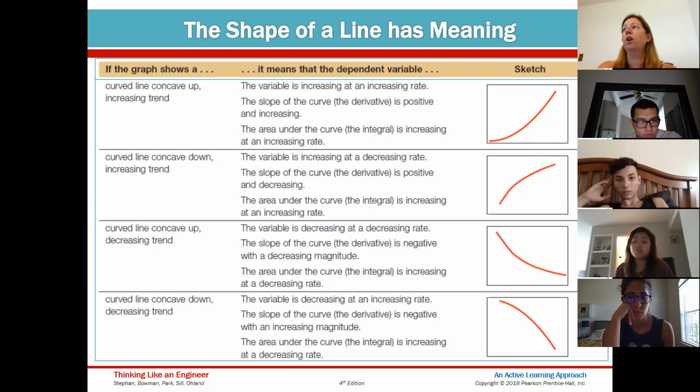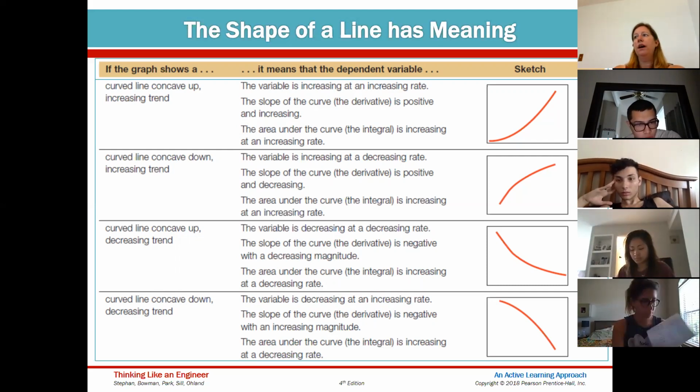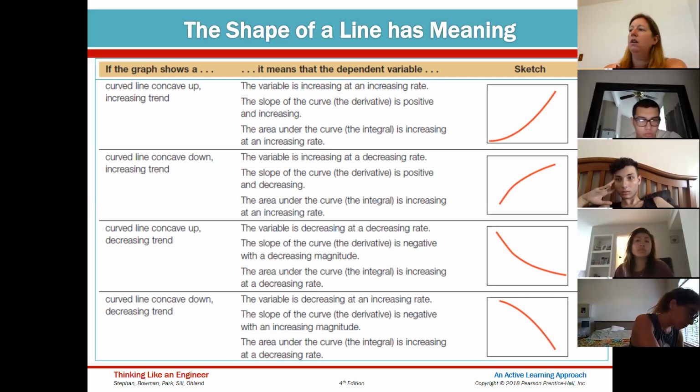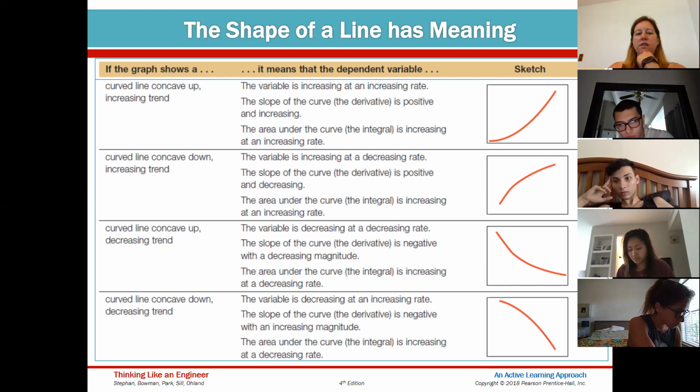So each of these either has an increasing rate or a decreasing rate, depending on what our variable is doing. And then the slope of the curve or the derivative is positive and increasing for our first 2, our increasing trend lines, whereas the slope of the curve or derivative is negative with a decreasing magnitude for our decreasing trends. And then your area under the curve is increasing in all of these at different rates, either an increasing rate or a decreasing rate, depending on what direction it is, a positive or a negative slope, okay?